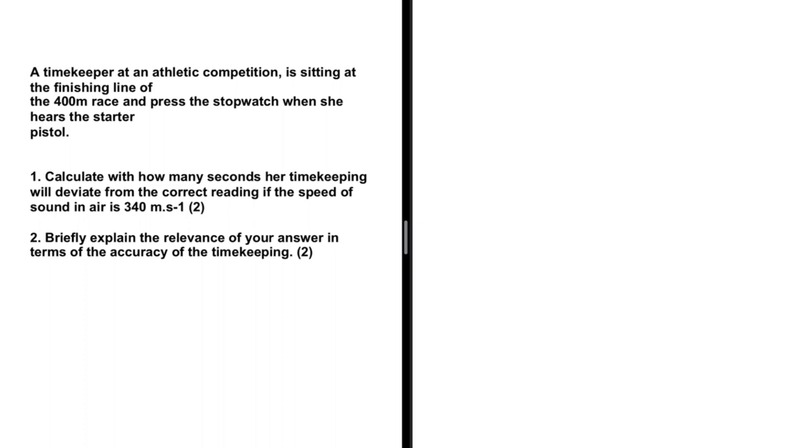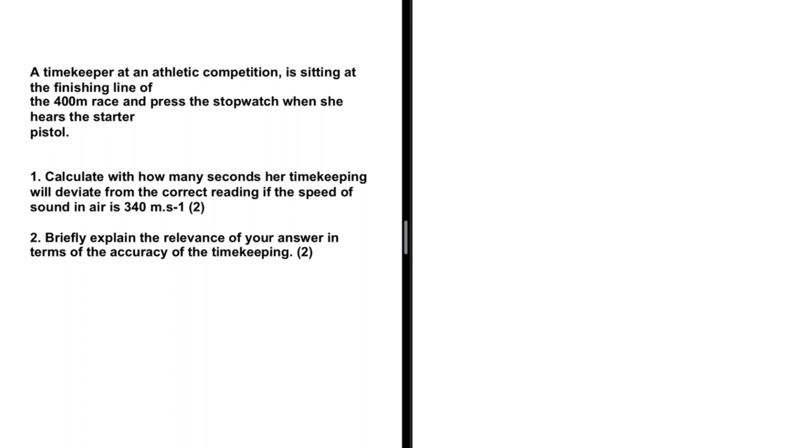A timekeeper at an athletic competition is sitting at the finishing line of the 400-meter race and presses the stopwatch when she hears the starter pistol. Calculate how many seconds a timekeeping will deviate from the correct reading if the speed of sound in air is 340 meters per second. So let's make sense of our situation.